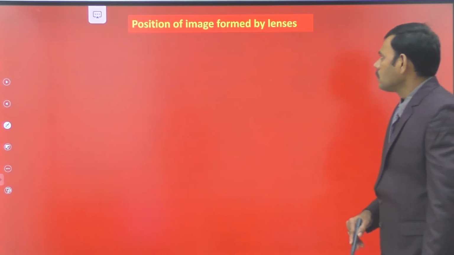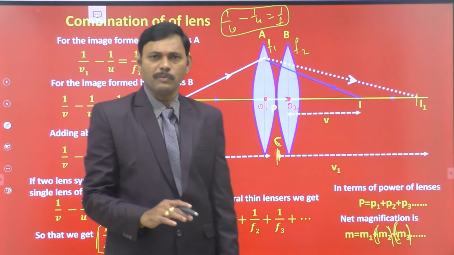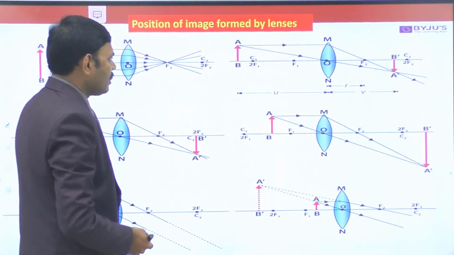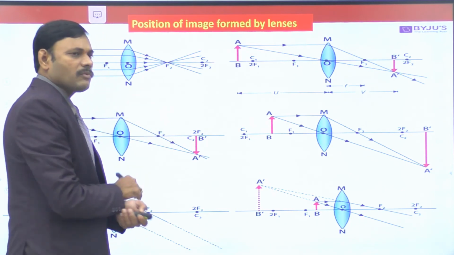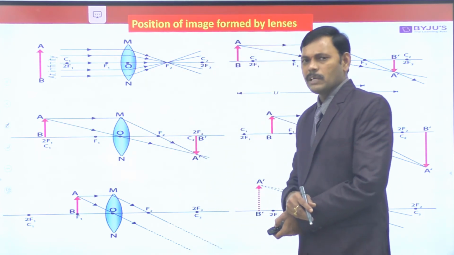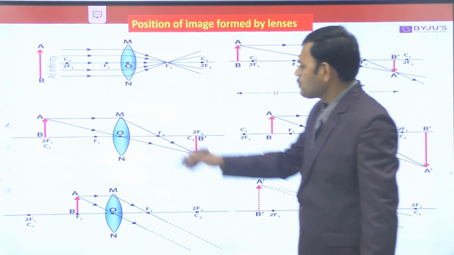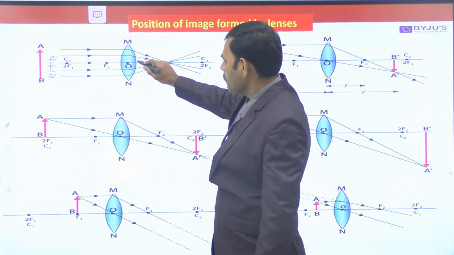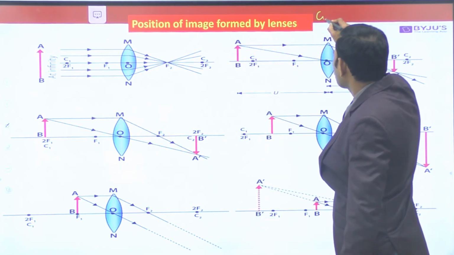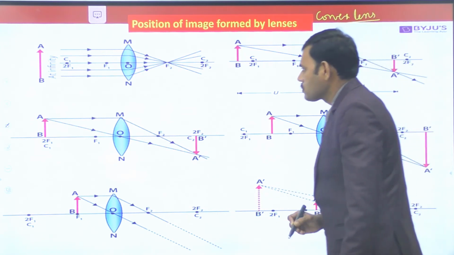So students, here we come to the conclusion of this one. Just before concluding, see one more thing: the position of the image formed by the lenses. Already we discussed the position of the image formed in a very detailed manner using animated diagrams in the case of the concave mirror. In the same way, let us consider the position of the image formed by lenses. The first one is the convex lens.